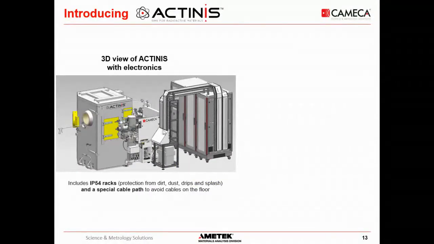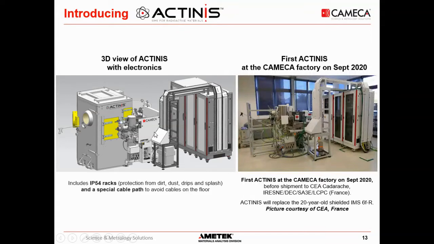You can see here a 3D view of ACTINIS with the electronics. It includes IP54 racks, which are very specific racks that protect from dirt, dust, drips, and splash. And there is a special cable path that we can see here that avoids having cables on the floor. And here you can see a picture of the first ACTINIS at the CAMECA factory very recently, in September. This first ACTINIS has been shipped since then to CEA Cadarache, and it will replace the 20-year-old shielded IMS6FR. By the way, I learned today that we are already starting the specifications for this instrument, and there is an ion beam already on the instrument on site at CEA.